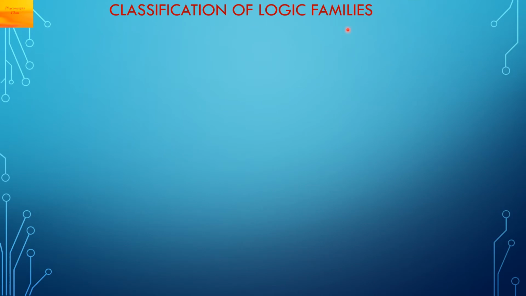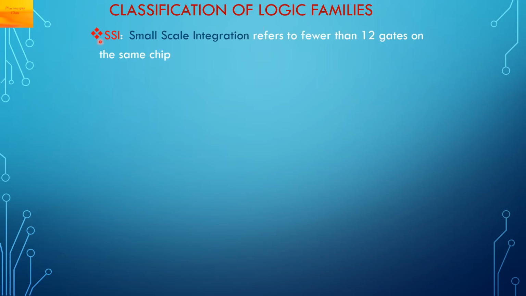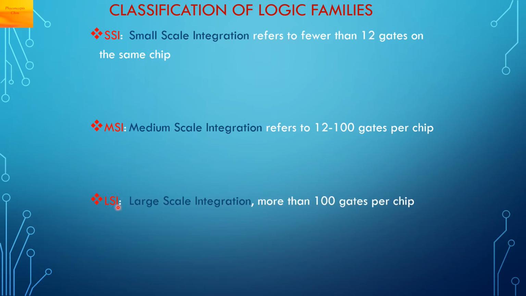Classification of logic families. We can classify the logic families into three types. First is SSI, small scale integration, which refers to less than 12 gates on one chip. Next is MSI, medium scale integration, which refers to 12 to 100 gates per chip. Then LSI, large scale integration, that is more than 100 gates per chip.